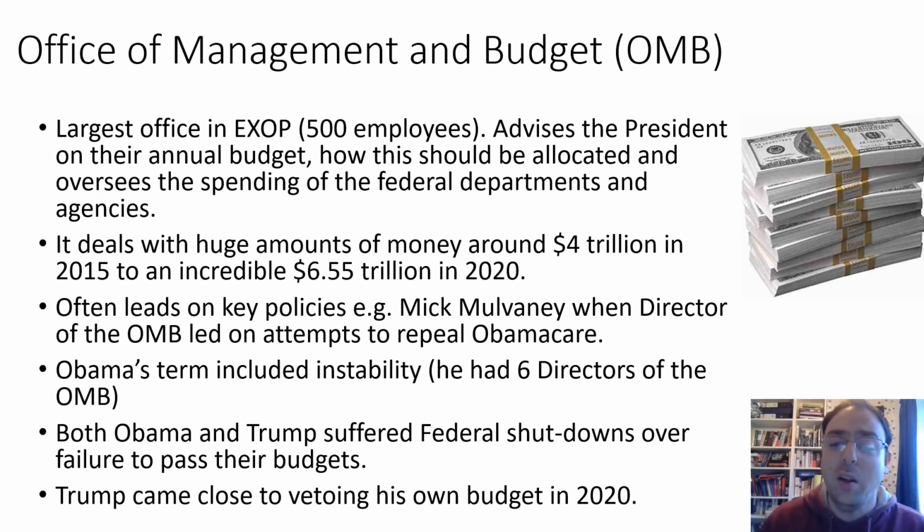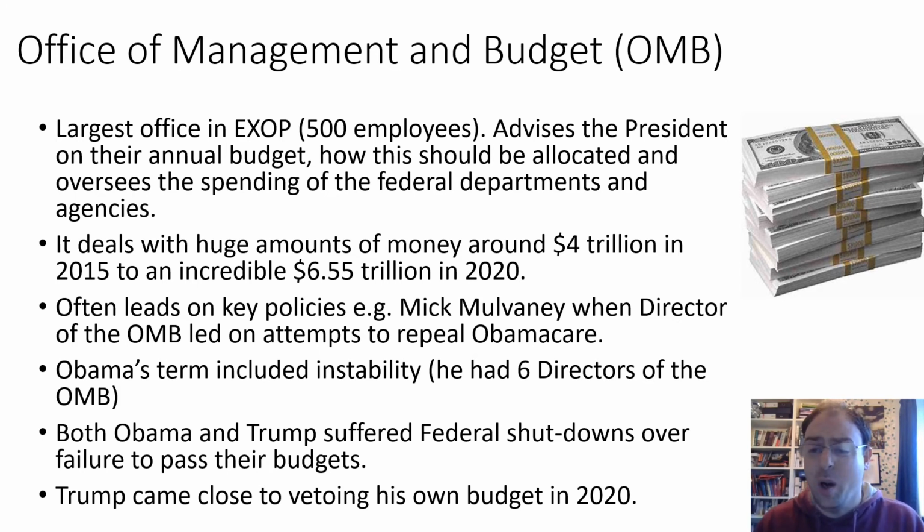Obama's term had a degree of instability in it. He had 6 directors of the OMB in his terms in office. Again, instability is not unique to Trump. Both Obama and Trump suffered federal shutdowns over failure to pass their budgets. Trump's was the longest in US history at 35 days.